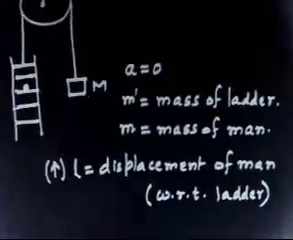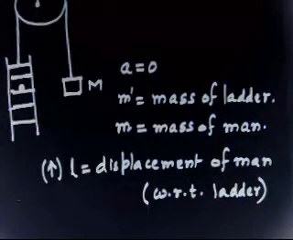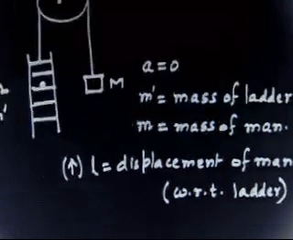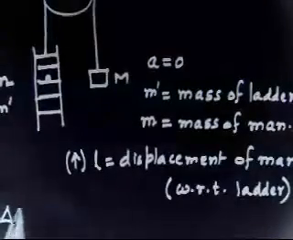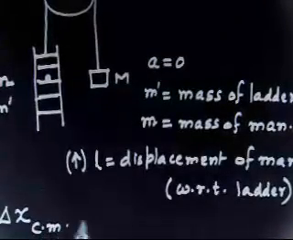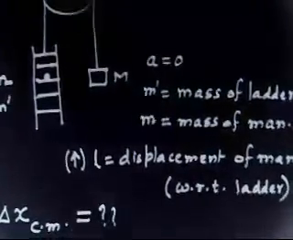Now question says, neglecting the mass of rope and the friction of pulley axle, find the displacement of center of mass of system. So question says find out displacement of center of mass of the system. So this we have to find out. So how we will proceed?